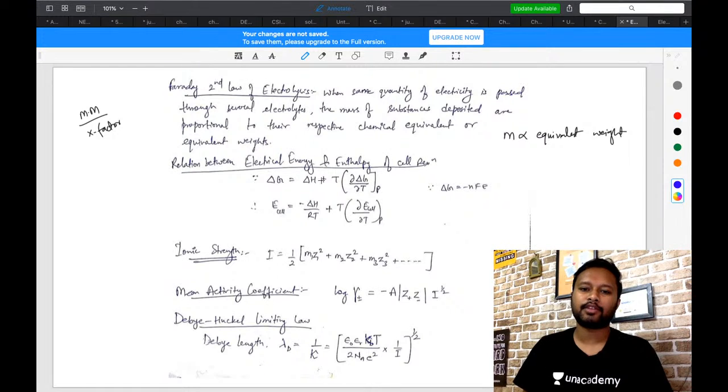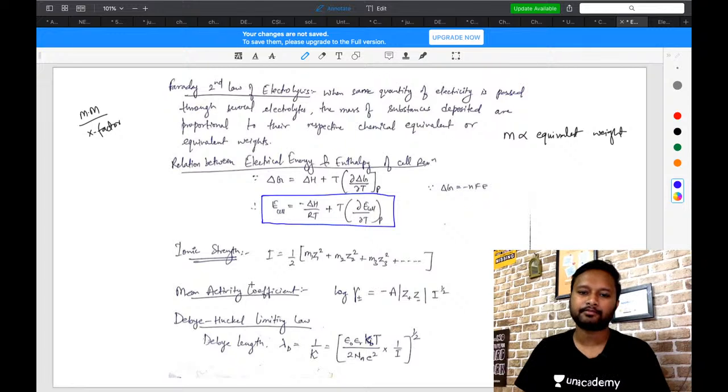Okay, the next is the relationship between thermodynamic quantities and the EMF of a cell. This is a very important equation. You should write it down somewhere because it will help you solve many questions relating thermodynamics with the EMF of the cell. So E of the cell is equal to minus delta H upon nF plus T del E of the cell by del T at constant P.